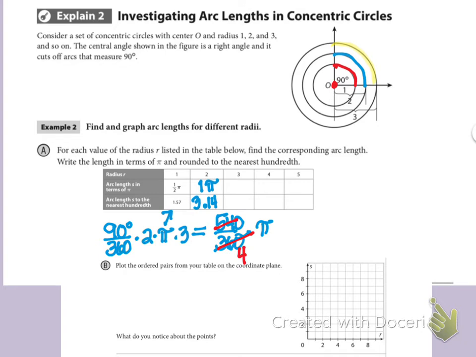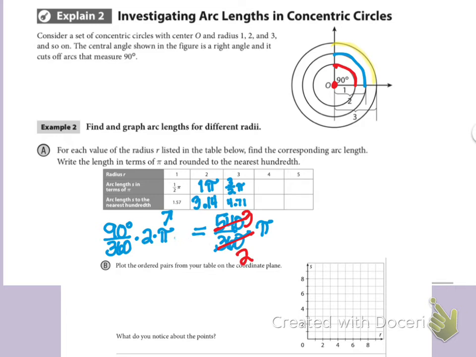Let's see, so hold on. 540 divided by 90 is, actually 180 goes into both of them. It goes into 360 2 times. It goes into 540 3 times. So that would give us 3/2 pi, or 1.5 pi. So 3/2 pi, or approximately, let's see, 4.71. So 4.71 for that one.